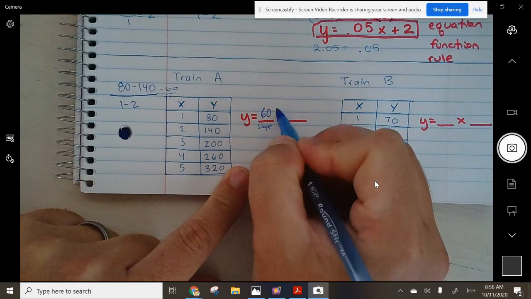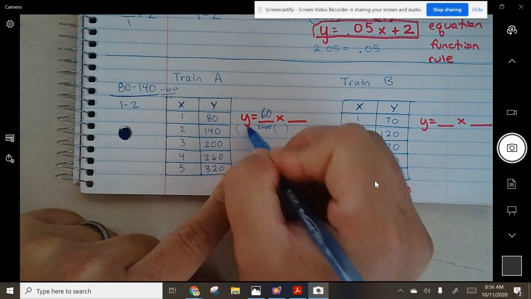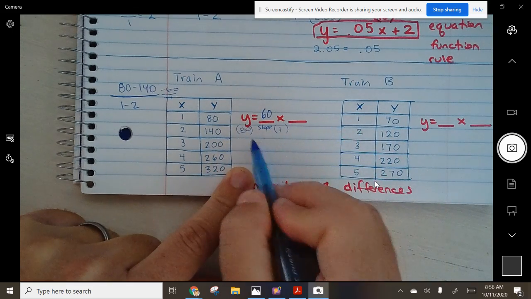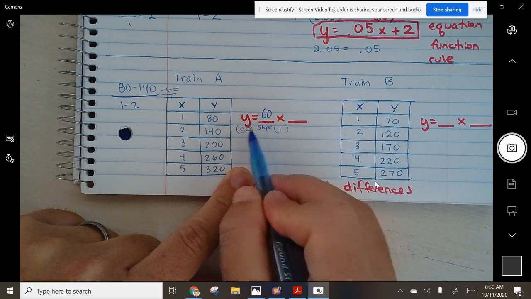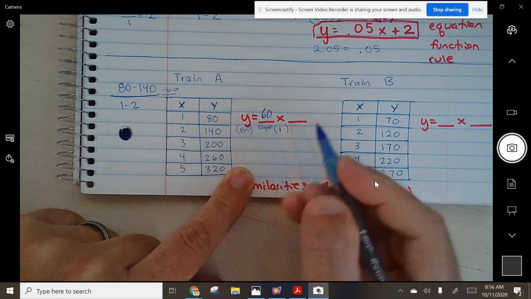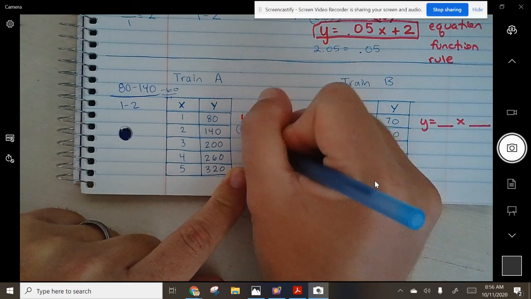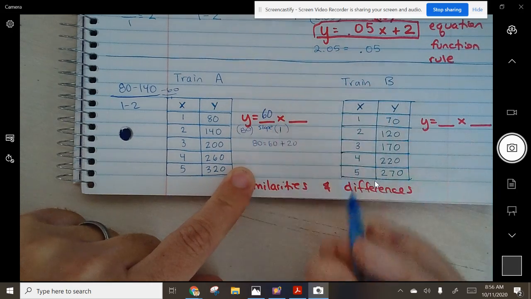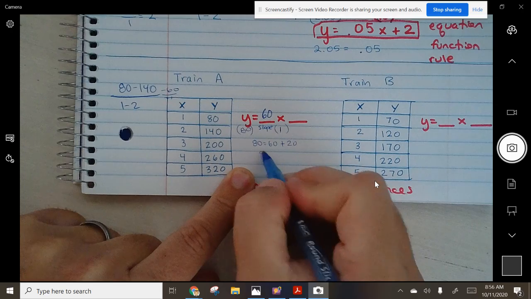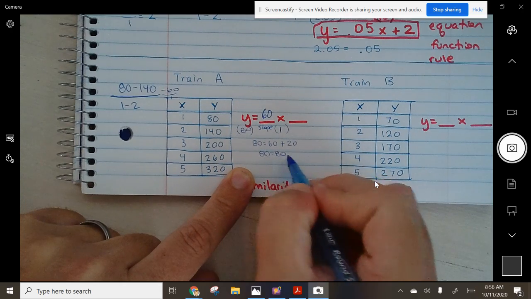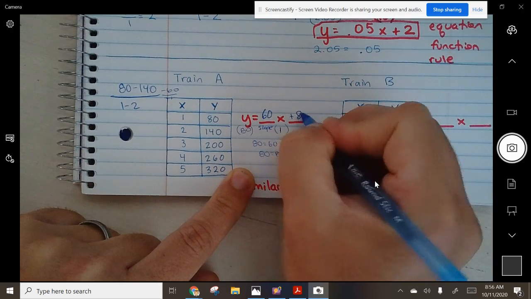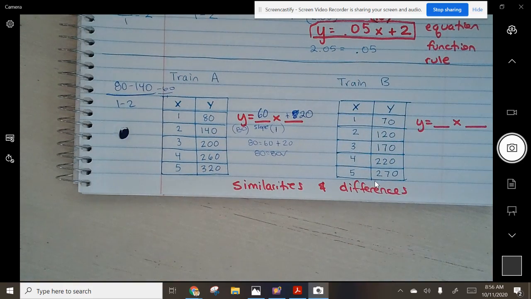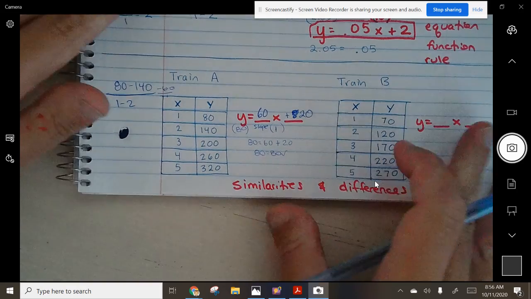Well, if I plug in, I'll put it down here. If I plug in 1 here for my x, 80 for my y, does 80 equal 60 times 1? Does 80 equal 60 times 1? No. 80 doesn't equal 60. 80 only equals 60 when I add 20 to it. Okay? Then I finally get my 80 equals 80, and it checks out. So plus 20, right? So that's my equation on this side.